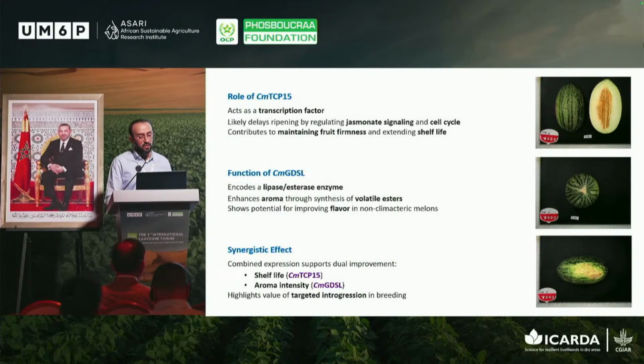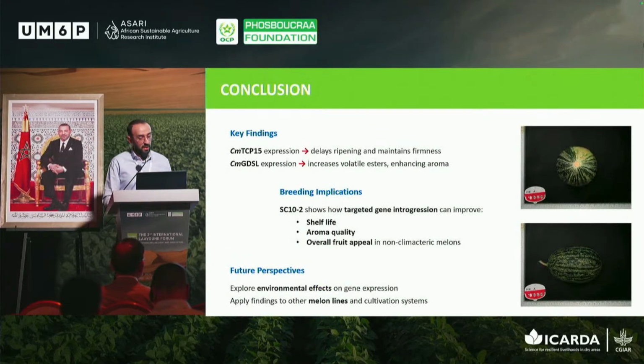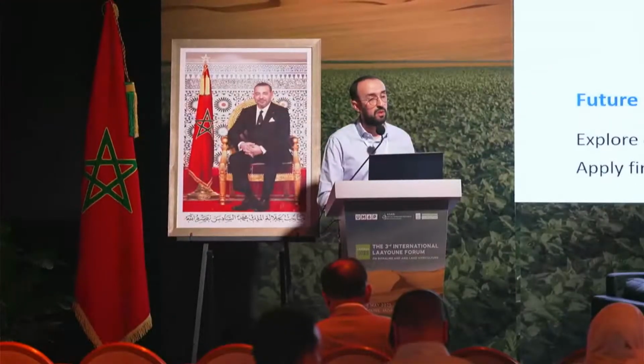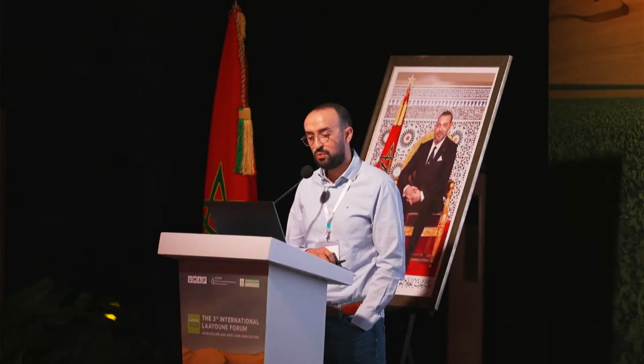The integration of AC102 in the linkage group 10 was associated with 2 differentially expressed genes that can be associated with noticeable differences in fruit quality and delay ripening. So to conclude, our study showed that both genes play important roles in improving fruit quality traits in non-climacteric melon.